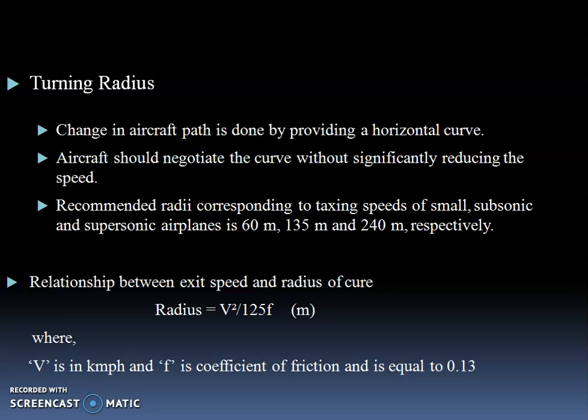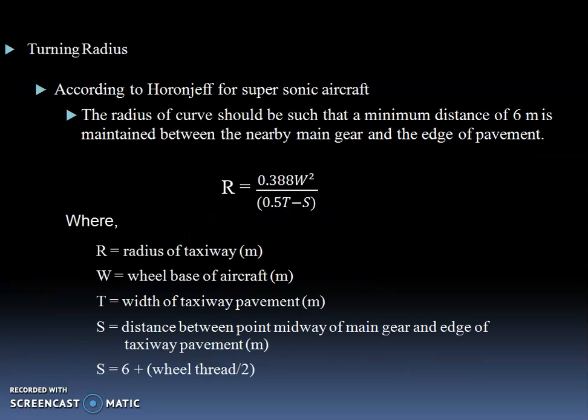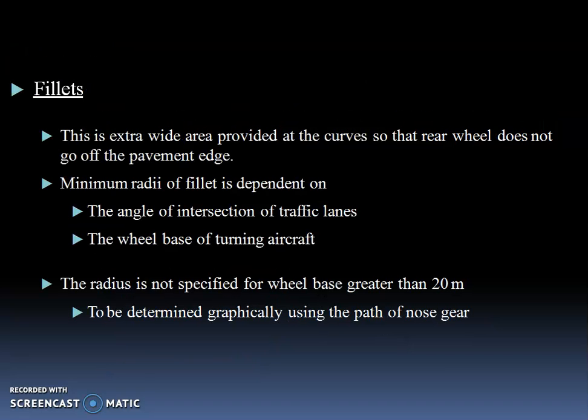That is, the radius is equal to v squared by 125 f, where v is the speed in kilometer per hour and f is the coefficient of friction. Almost we'll take 0.13. So by this formula we can calculate it for supersonic aircraft.